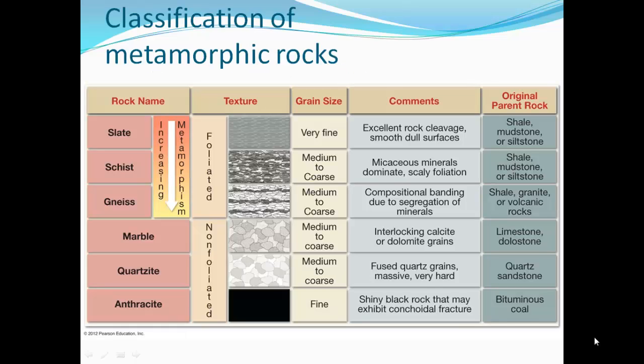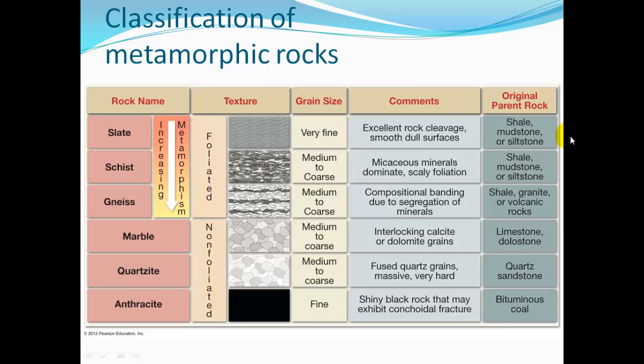Okay, so here's our chart. In increasing amount of metamorphism, our slate is the lightest, then we get schist, and gneiss is like an igneous rock. It's like a granite, except all the grains are lined up. Okay, so we have this foliate texture. The grains are lining up.